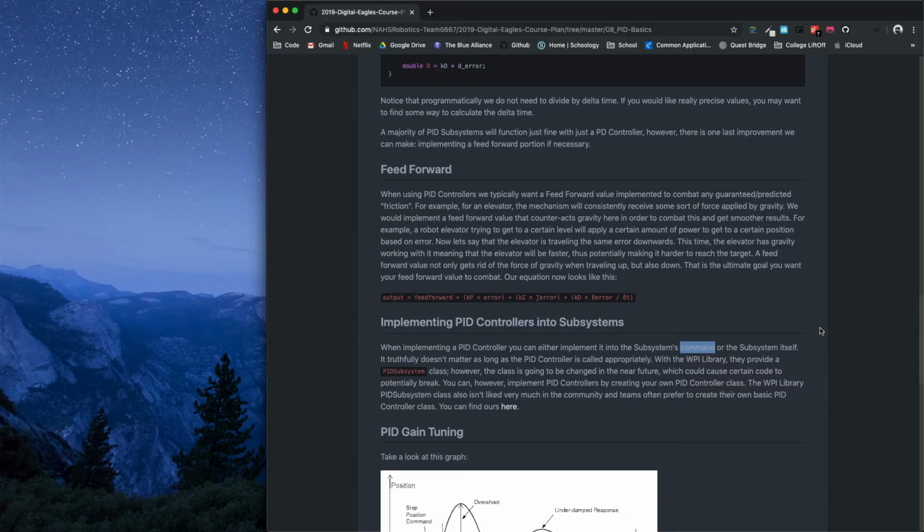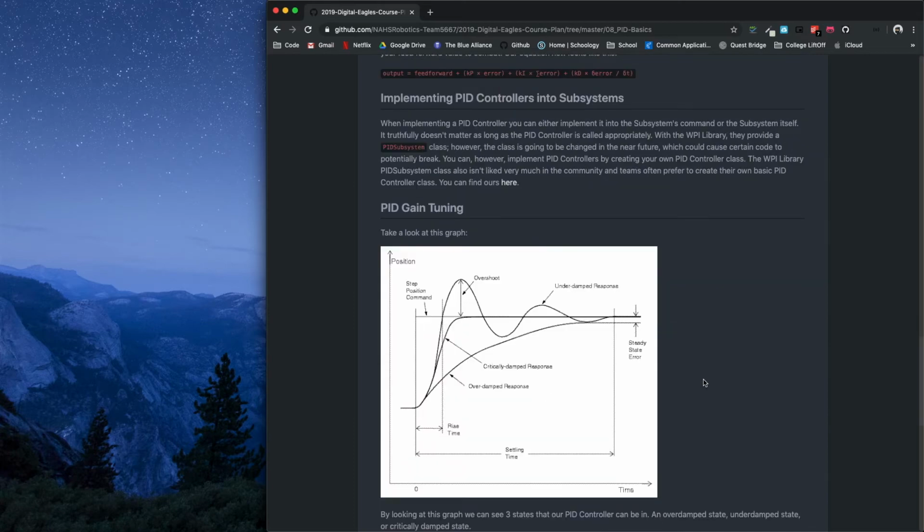But essentially, as of right now, PID controllers, or at least the PID subsystem, isn't very well supported by the community. The community doesn't really like it, and they'd rather make their own PID controllers, rightfully so, just because of issues with integral windup and the lack of support for that. And so a lot of teams like to make their own PID controllers. And we basically have our own as well. You can find that at this link here. Feel free to look at it if you want.